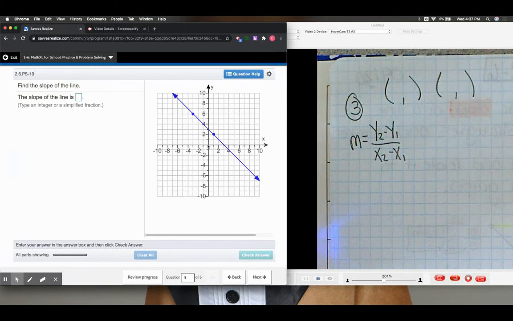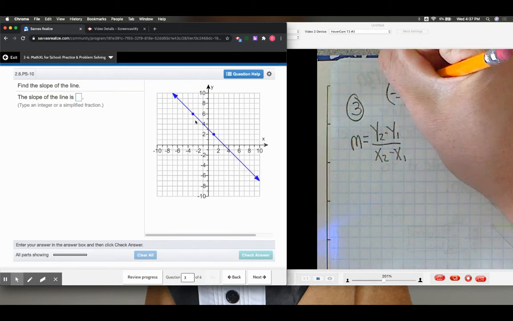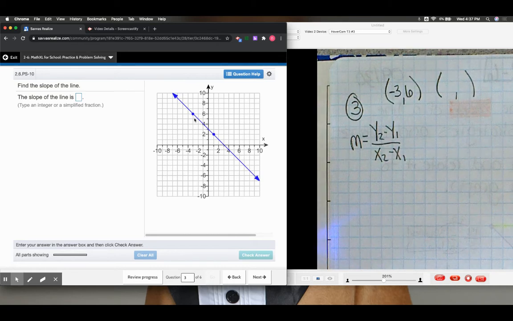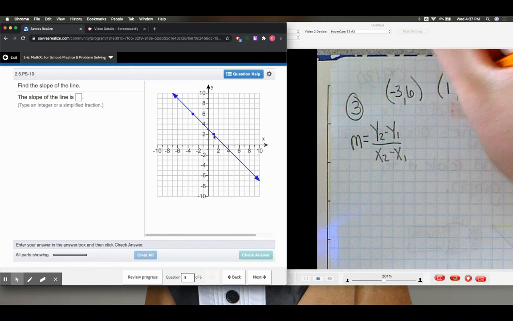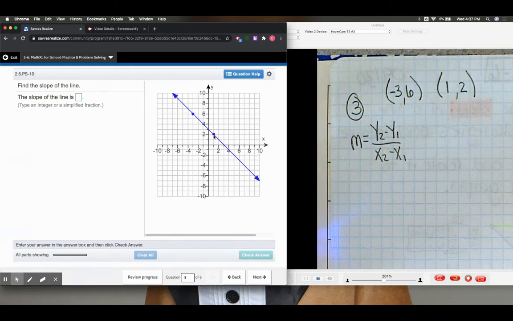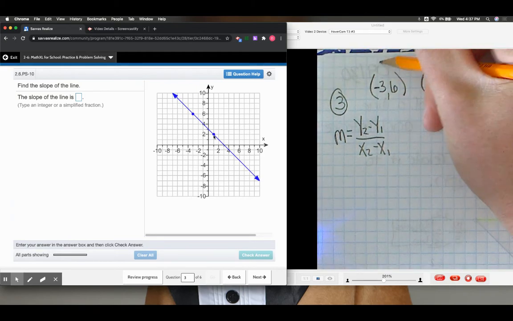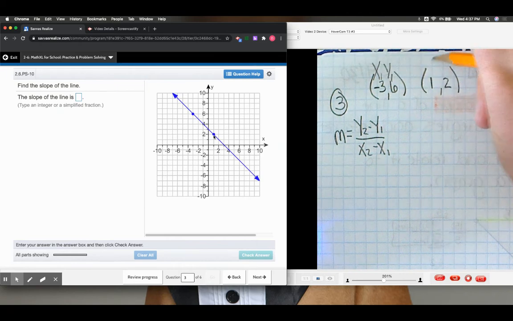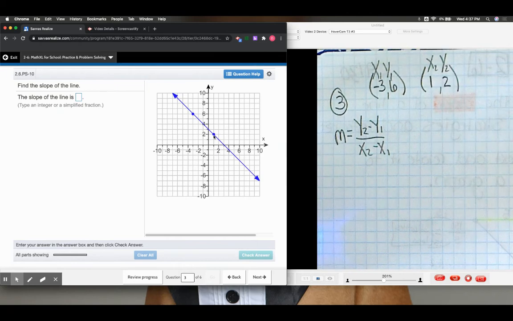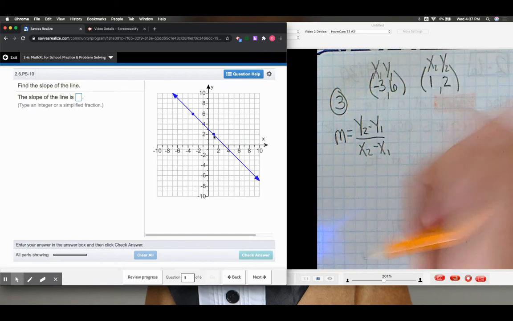This first one I see, it goes -1, -2, -3. And then it goes up 1, 2, 3, 4, 5, 6. So that would be (-3, 6). And this other coordinate goes over +1 and up 2 units. Something I always do to help myself is I write down the slope formula and then I write down x1, y1, x2, y2. And then I'm going to plug them in as I see them.